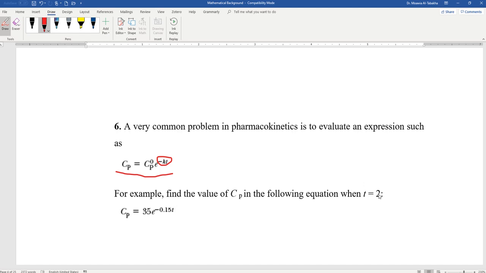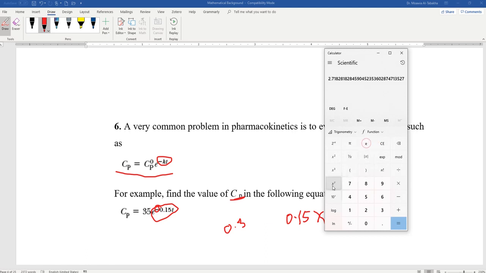See what it tells you: find the concentration at time 2 hours, or let's say at t equal to 2. So how do you do that? It's very simple. First calculate this one, and in order to calculate it, first calculate minus 0.15 multiplied by 2. Minus 0.15 multiplied by 2, you will get 0.3. Now get e to the power of minus 0.3, because we have a negative here. Okay, so you go to your calculator.